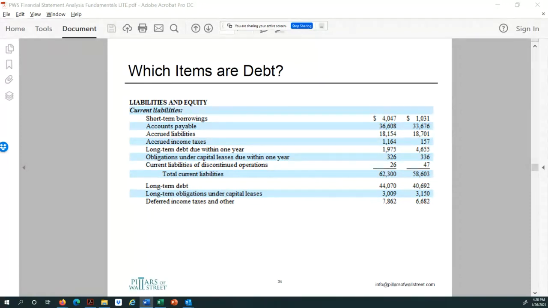If you don't mind, can you just repeat yourself again? What specifically classifies as debt, besides the obvious? Yep. So basically any interest-bearing liability will be classified as debt. So on this page, we have short-term borrowings, long-term debt due within a year, and obligations under capital leases due within a year. And at the bottom, we also have long-term debt and long-term obligations under capital leases. Any interest-bearing liability is known as debt.